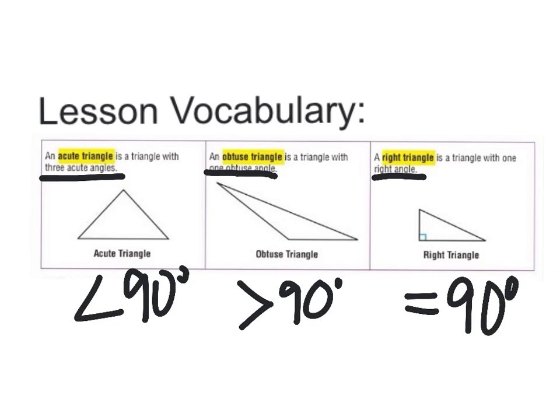The other two angles in a right triangle are acute angles, measuring less than 90 degrees. So a right triangle is made up of one right angle and two acute angles. These three types of triangles are how we can classify triangles as either acute, obtuse, or right.